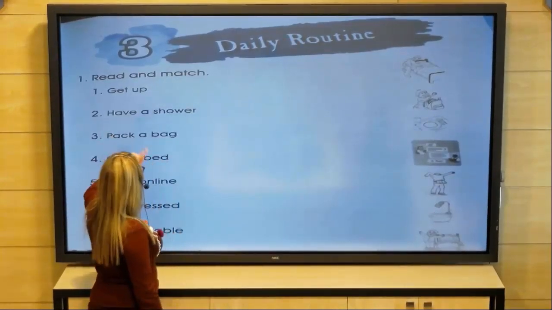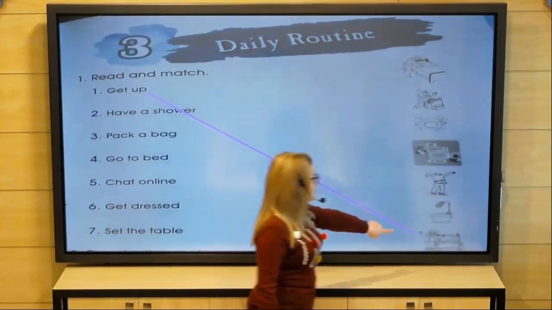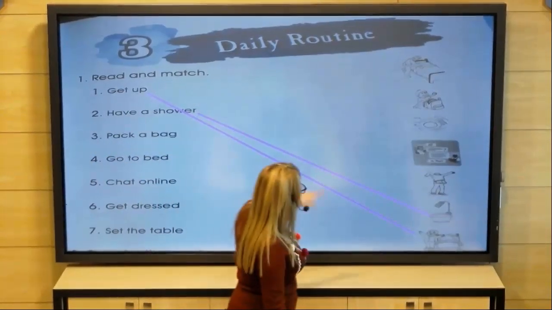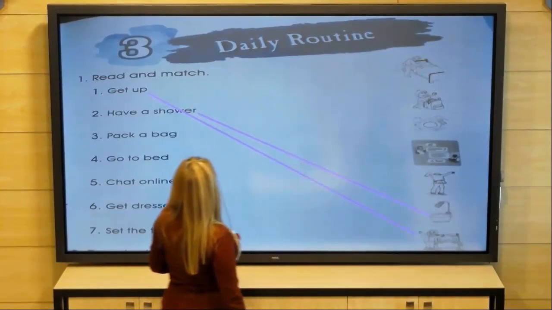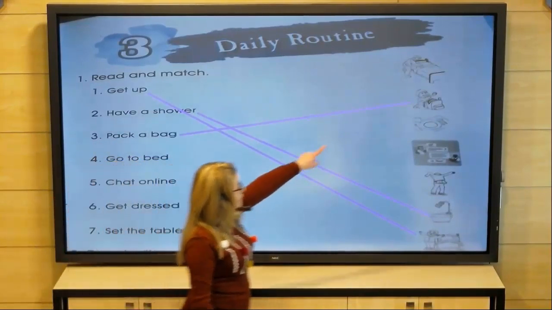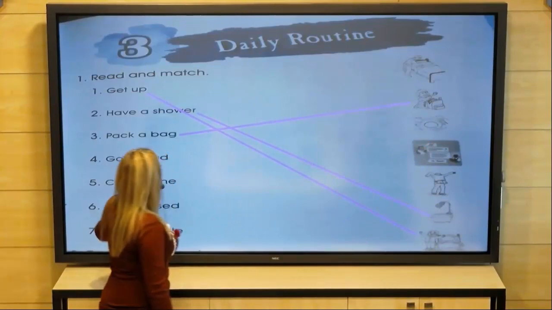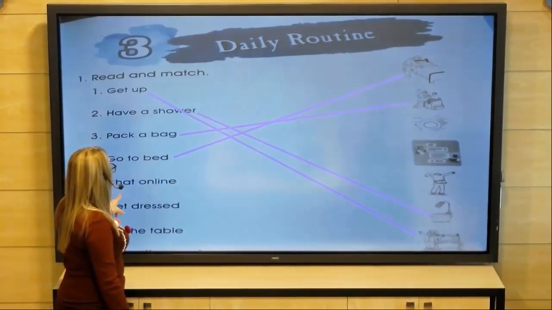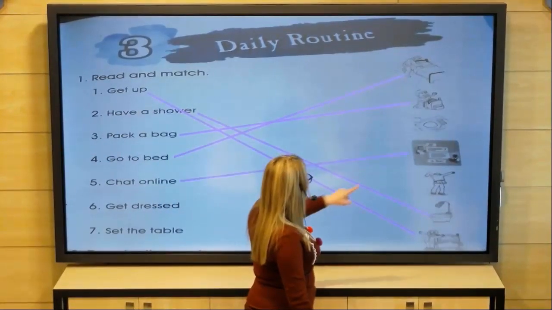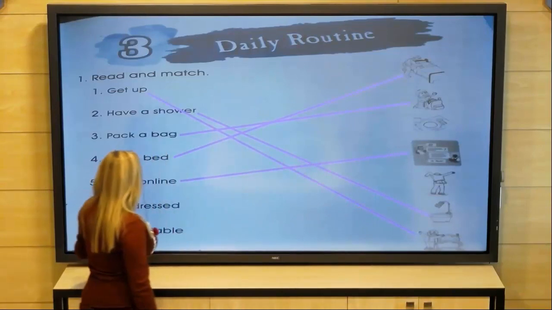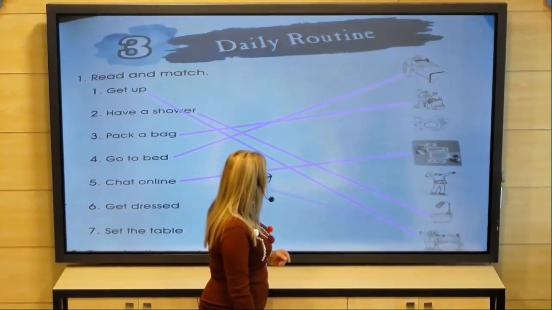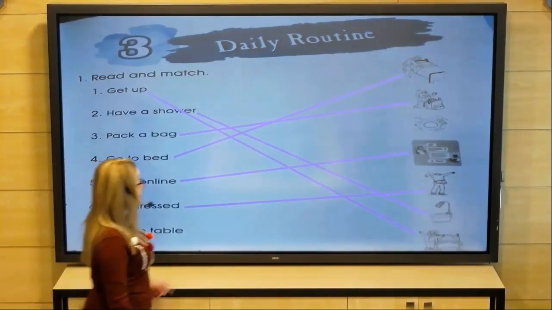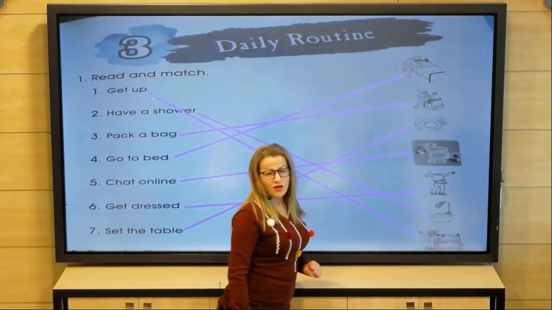Let's do it together. 1. Get up early. Look at the last picture. 2. Have a shower. Look at the picture. 3. Pack a bag. It's picture number 2. 4. Go to bed. Go to bed matches the first picture. 5. Chat online. It should be matched to picture number 4. 6. Get dressed. It should be matched to picture number 5. The last verb, number 7: set the table. Set the table should be matched to picture 3.